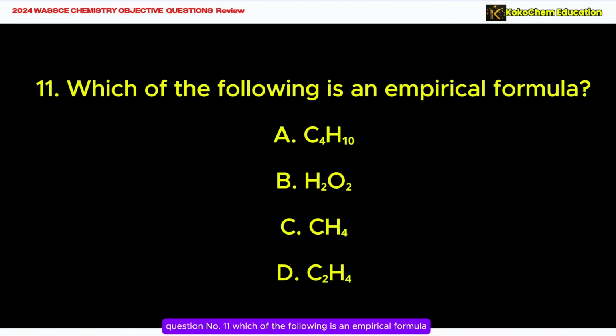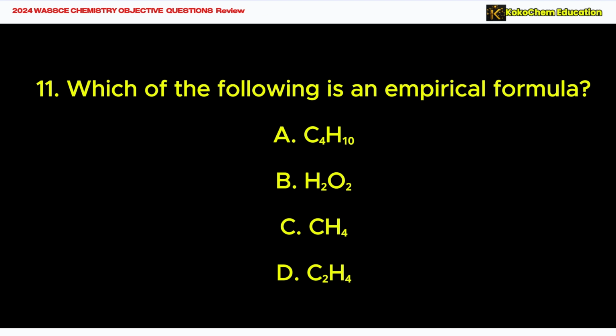Question number 11. Which of the following is an empirical formula? A. C4H10. B. H2OH. C. CH4. D. C2H4. The correct answer is C.